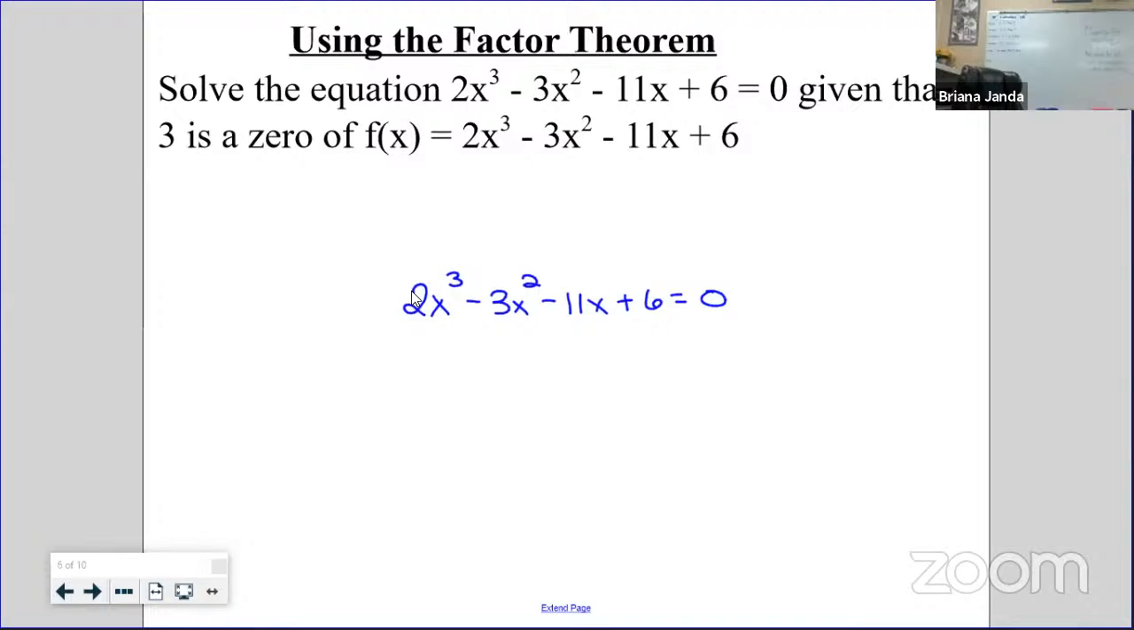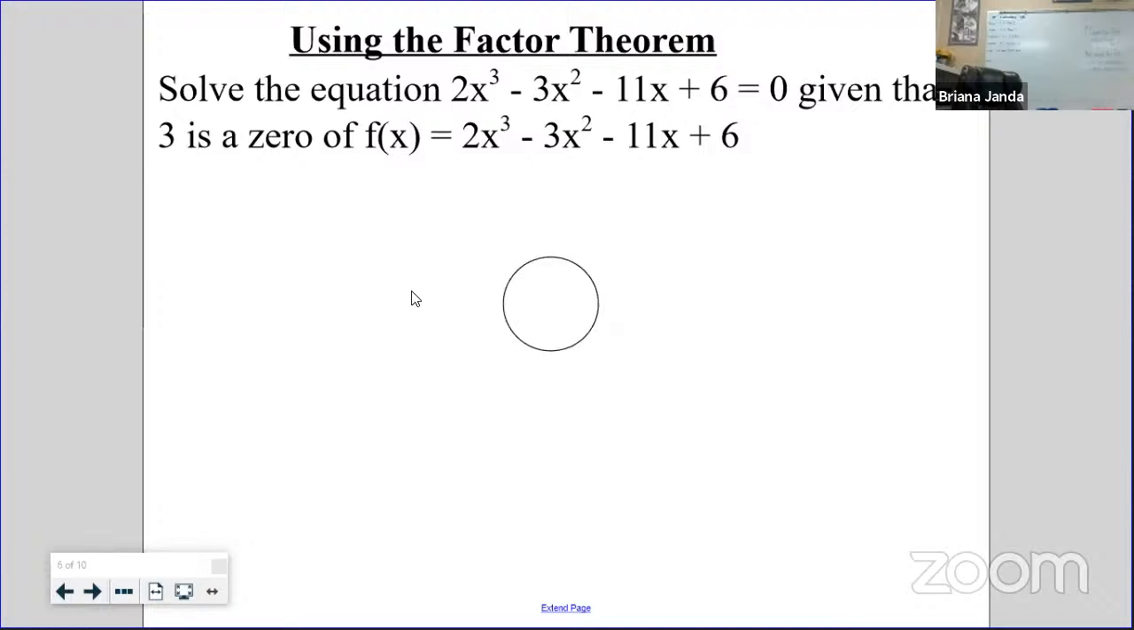But when I go to do grouping, do I end up with the same thing inside when I take out my GCFs? Well, this doesn't even have a GCF. So this is going to end up being 11x minus 6 if I take out a -1. Doesn't match. Grouping would not work. I don't have a method to factor this. This is when we have to use that factor theorem.